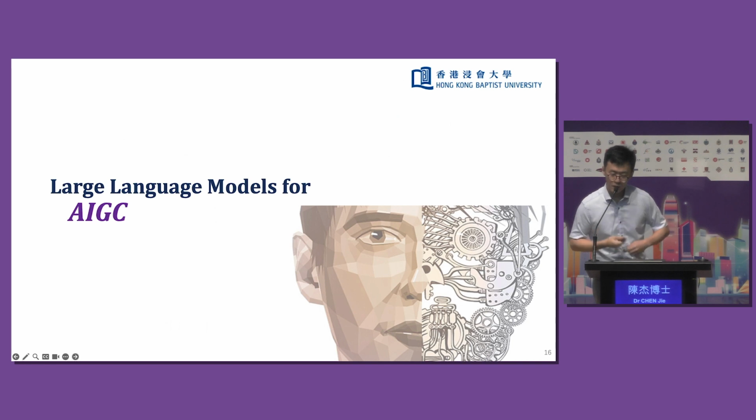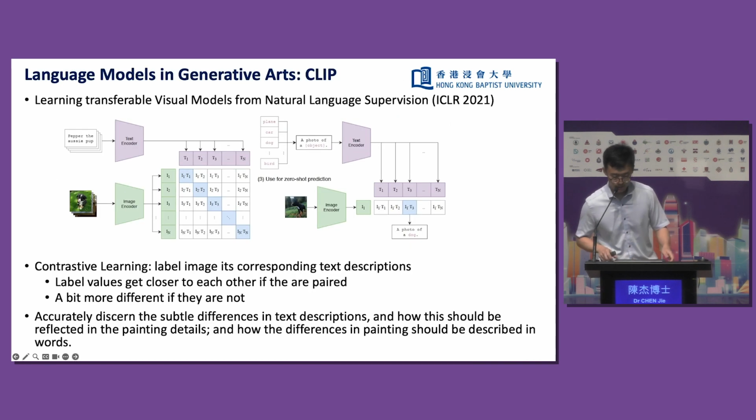Now let's go to its application in AIGC. Actually, language models have been used very extensively in generative arts, especially recently, right? And how is the language model helping us to generate images? Now let's look at this example.